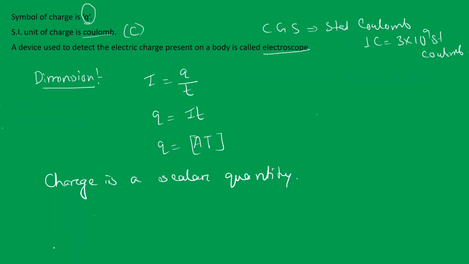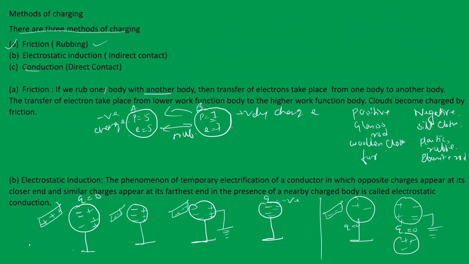Also, we have seen all three methods of charging, which are conduction, electrostatic induction, and friction. Friction is by rubbing, electrostatic induction is by indirect contact, and conduction is by direct contact. In the next video, we will see the properties of electric charges and the difference between mass and charge.